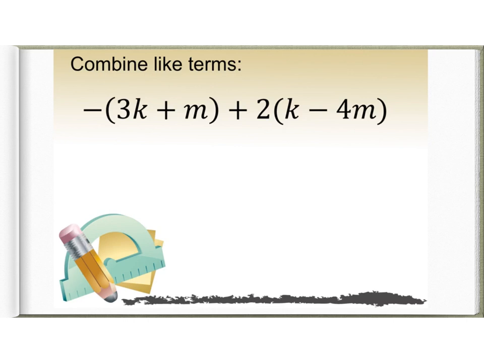All right, here we have to do a little bit of simplifying before we can combine like terms. What do you think we need to do first? Get rid of the outside numbers on the parentheses. How do we get rid of them? Distribute. Awesome. So we need to distribute this negative to what's inside our parentheses. So we get negative 3k minus m. And then we have to distribute the 2. So this becomes plus 2k minus, we have 2 times negative 4m, which would be minus 8m.